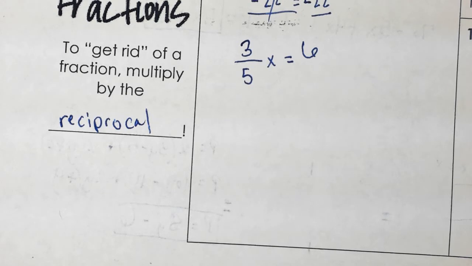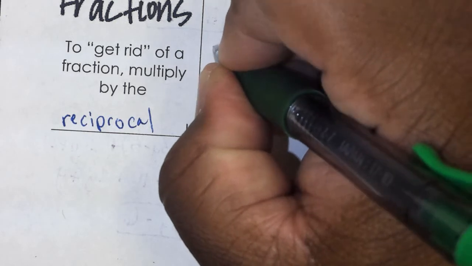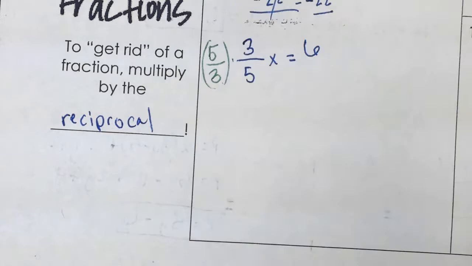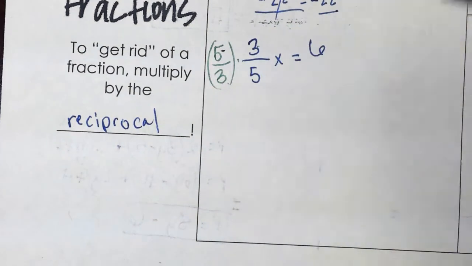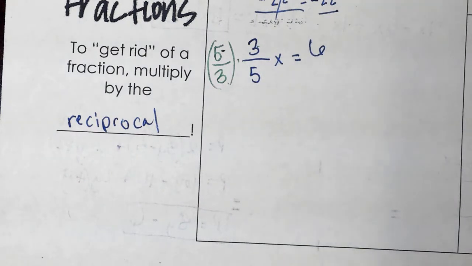The reciprocal of 3 over 5 will be what? 5 over 3. Reciprocal just means you flip the fraction. To get rid of a fraction, I can multiply it by its reciprocal. You should know why that works, but if you don't, on top you do 5 times 3, 15. On the bottom you do 3 times 5, which is 15. 15 over 15 reduces down to 1. That's you getting rid of the fraction. Multiplying it by its reciprocal, you turn that into 1.